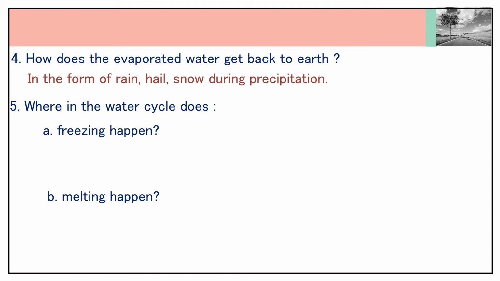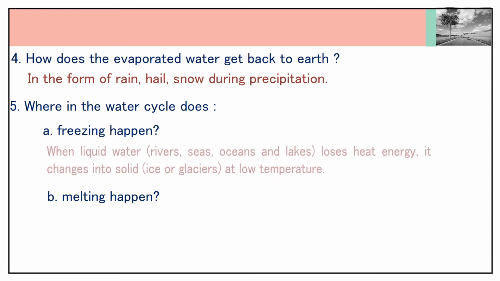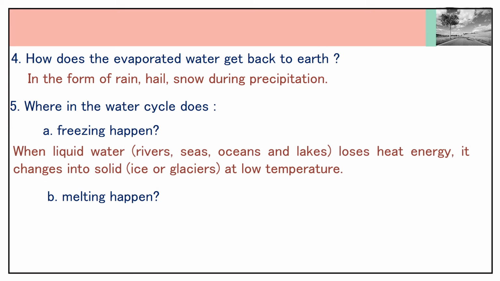Question 5a. Where in the water cycle does freezing happen? The answer will be when liquid water in rivers, seas, oceans, and lakes loses heat energy. It changes into solid, ice or glaciers, at low temperature.